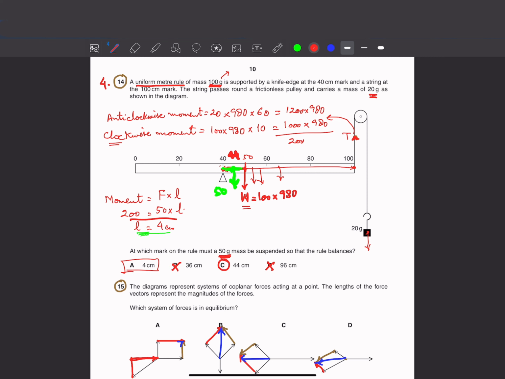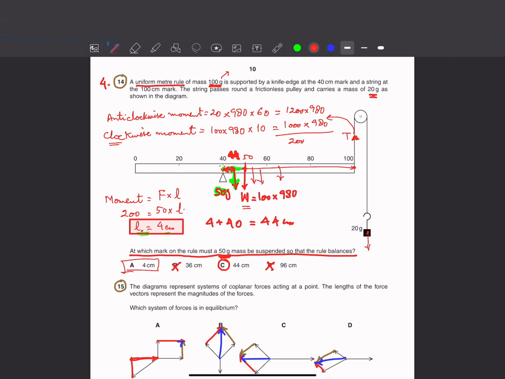But as you have calculated the length as 4, you may have a confusion that the answer is 4. The answer is not 4. The length you have calculated from the weight, which is due to 50 gram, is telling you that the mark at which you have to hang or suspend the mass of 50 gram to take the balance situation will be nothing but 4 plus 40, which is 44. So 44 centimeter will be your correct answer.